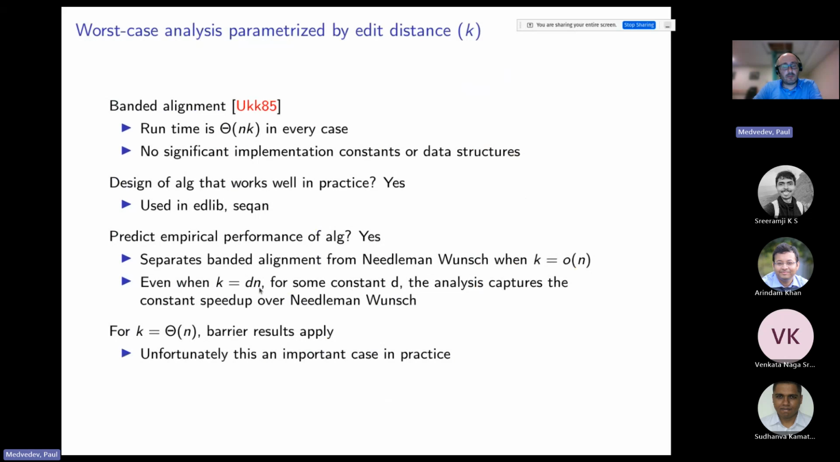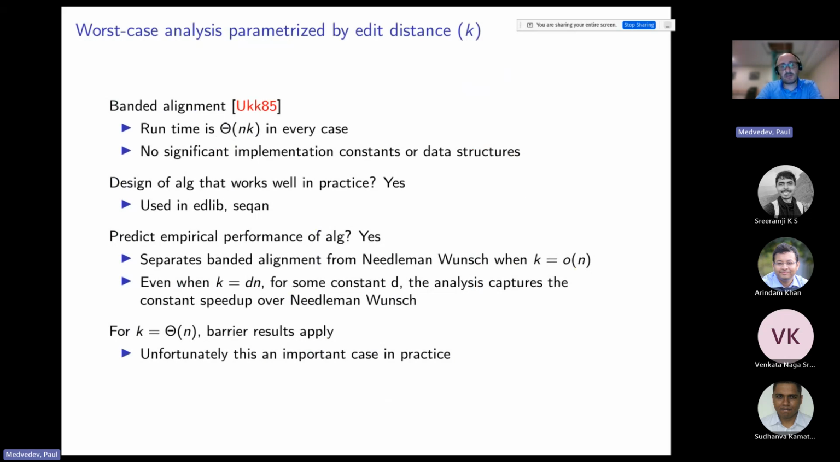And then even in the case that k is on the order of n, so it's some constant d times n, you don't get any asymptotic separation in terms of n. But when you plug in dn here, it does tell you that compared to Needleman-Wunsch, this is going to be faster. So if d is like 10%, then banded alignment will be about 10 times faster than Needleman-Wunsch, and that's something we see in practice as well. So really here, it's a big success in terms of design and prediction.